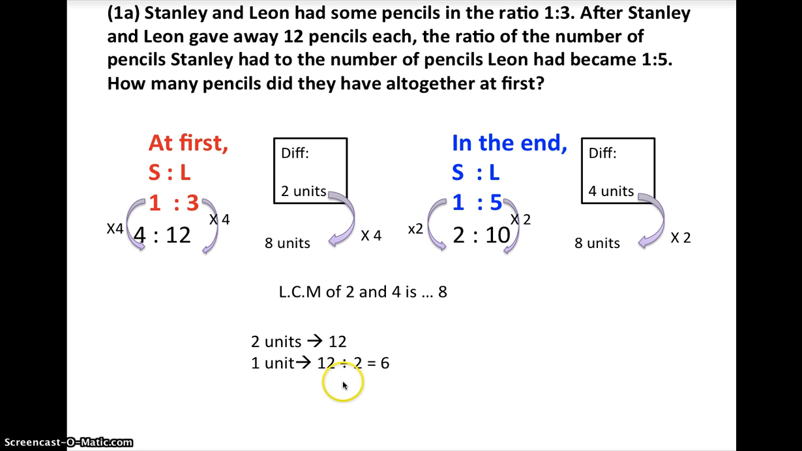You can find 1 unit, and eventually you want to find the number of pencils they have all together at first.